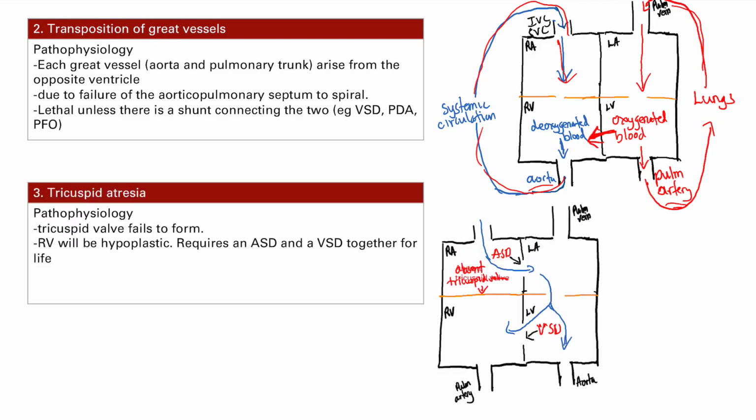Next is tricuspid atresia. As you can tell from the name, it's failure of the tricuspid valve to form. As you can see in this picture, there is no tricuspid valve, so no blood is able to flow from the right atrium to the right ventricle. Because of that, you're not going to get oxygenation of blood, because blood can't get to the lungs. So you have to have an ASD and a VSD together for there to be life. That creates a pathway where the blood will be able to go to the lungs.